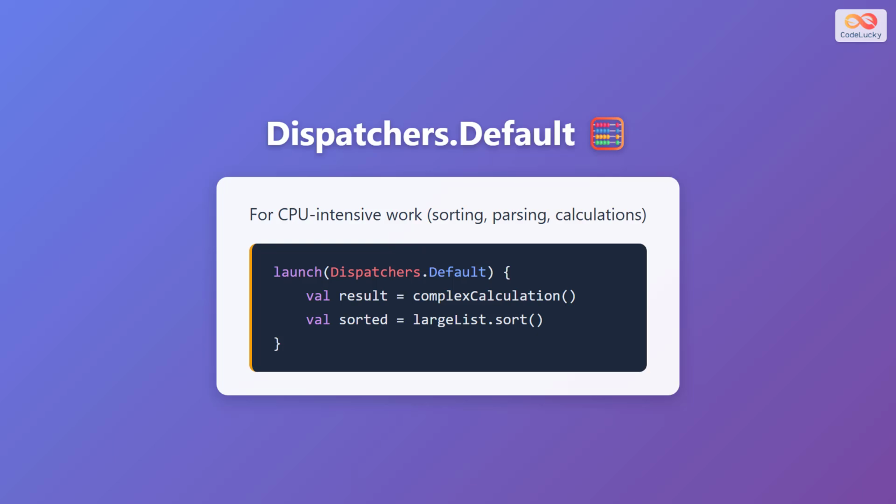Dispatchers.Default is your go-to dispatcher for CPU-intensive work. This includes tasks like complex calculations, sorting large lists, parsing JSON data, or any computation that requires significant processing power. The default dispatcher uses a shared pool of threads, and the number of threads typically matches the number of CPU cores on your device. This ensures optimal performance for parallel processing tasks. Use this dispatcher whenever you need to perform heavy computational work that would otherwise block other operations.